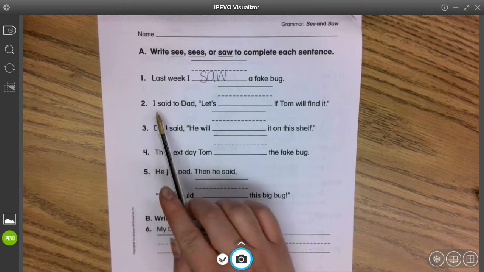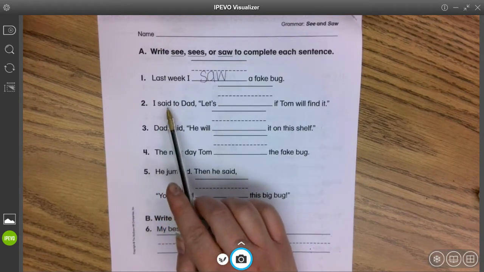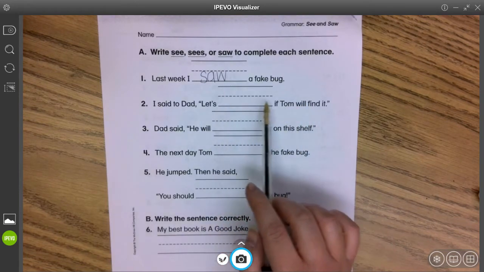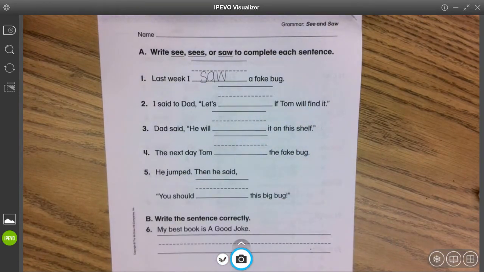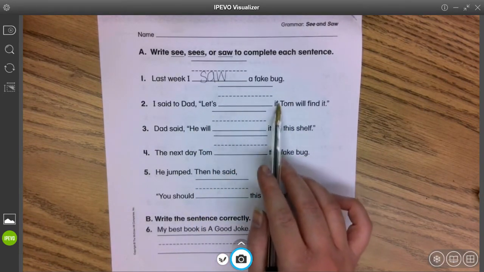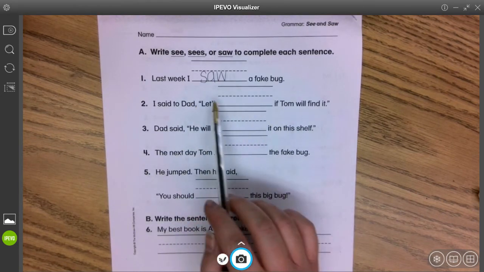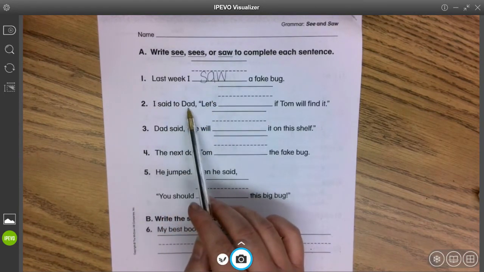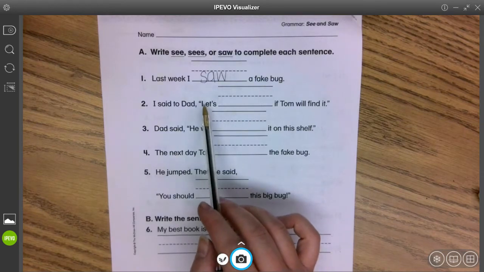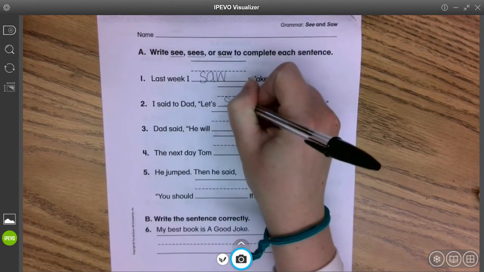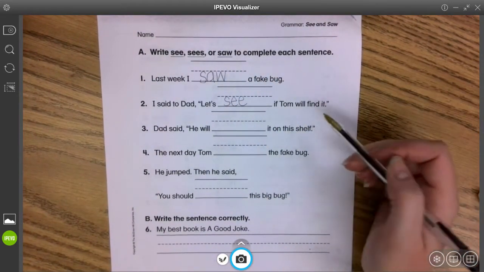Okay, number two, I said to Dad. Okay, now this is a little tricky because said means it already happened, but in the moment, what he's saying is right now. So let's blank if Tom will find it. Okay, we're talking about one person to find it, but who's going to be doing the seeing? Let's. I and Dad, that's a group. So when we talk about a group, we use see. Let's see if Tom will find it.